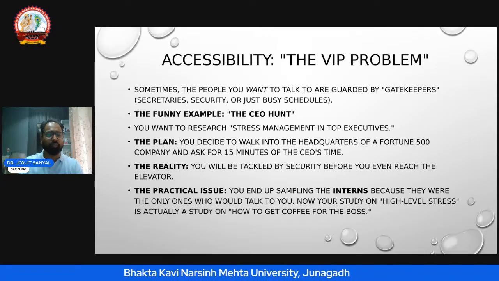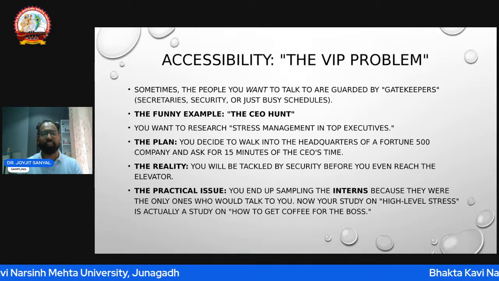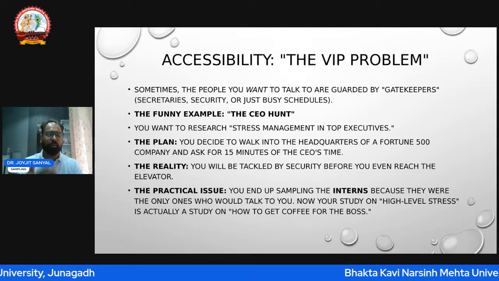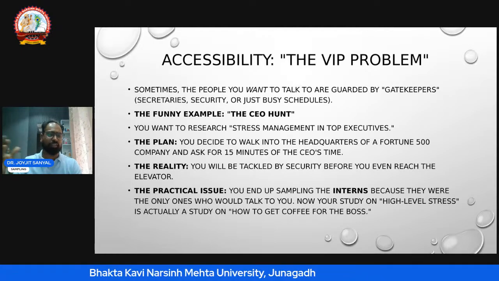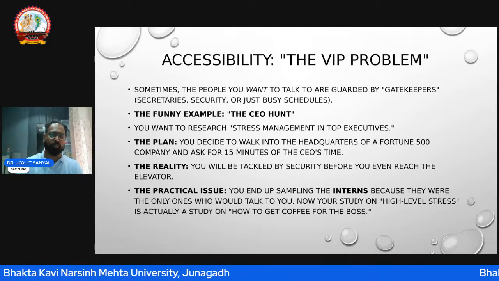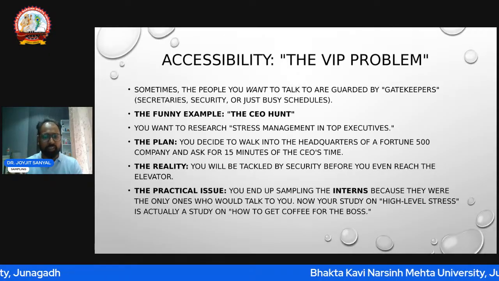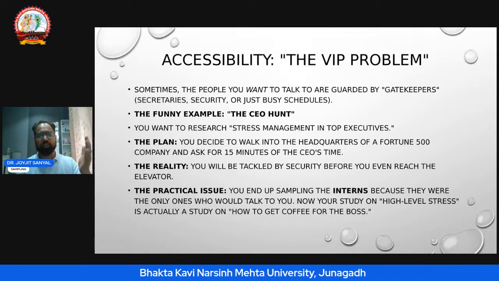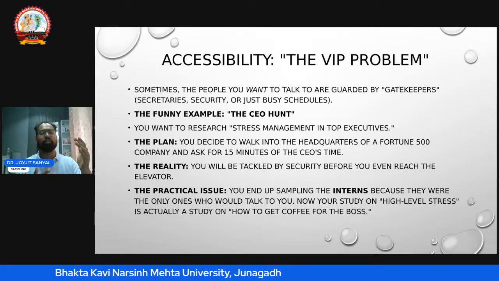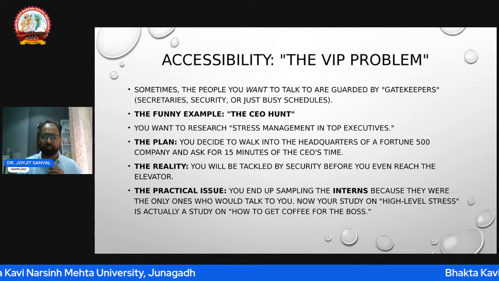So you want to meet Mr. Mukesh Ambani. What is the research about? Stress management in top executives, right? So what is your plan? You decide to walk into the headquarters of a Fortune 500 company. I mean, this is a list of 500 big companies, right? And you want to speak with the top executive or the CEO, for around 15 minutes. So you have a questionnaire in hand and you are going to just interview him or her, right?